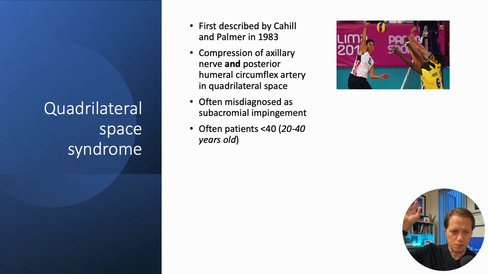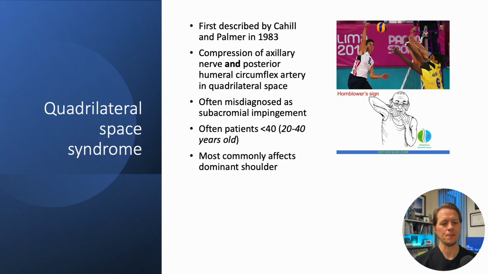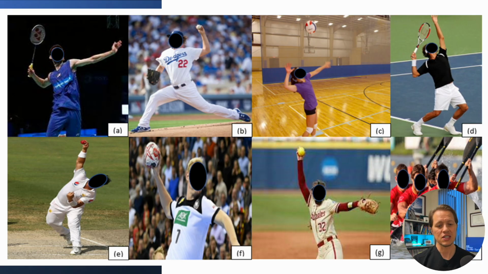True quadrilateral space syndrome is actually in very young athlete populations. 20 to 40 is kind of the classic. So not really people looking like this, people looking like this. This is more the teres minor tear, which is also kind of rare actually. It's perhaps no surprise, more common in the dominant shoulder, and the risk factors are obviously doing a lot of overhead work. Doesn't have to be sports, could be people painting or doing overhead activities as well. Throwing sports, of course. So basically, people like this.